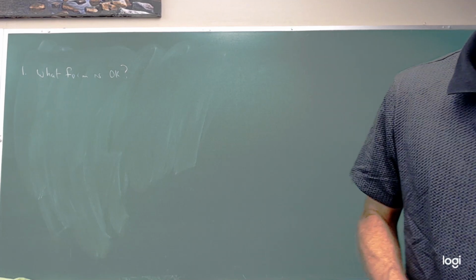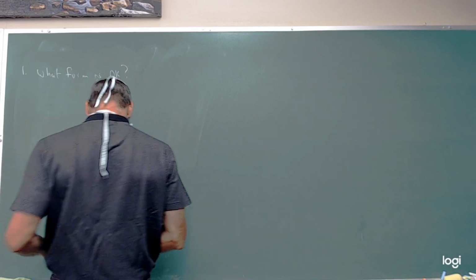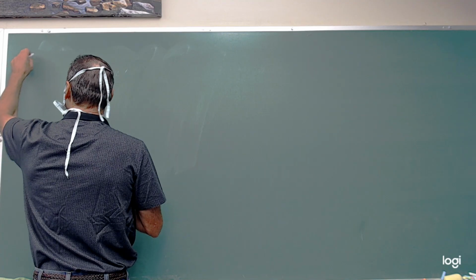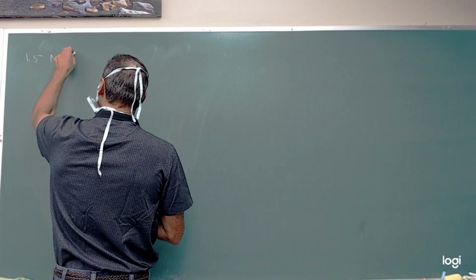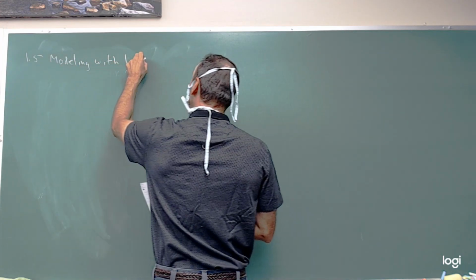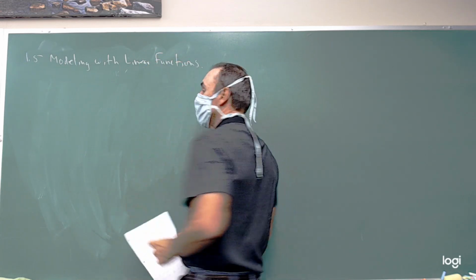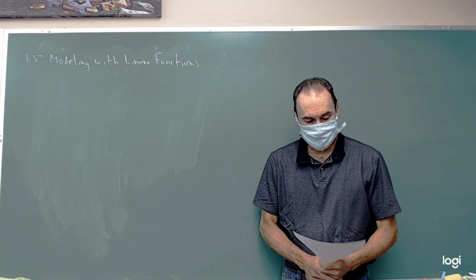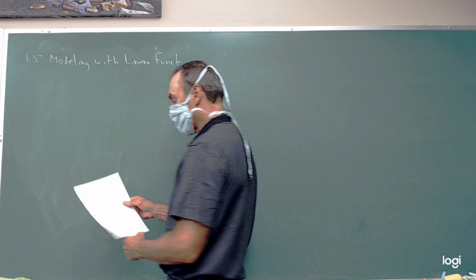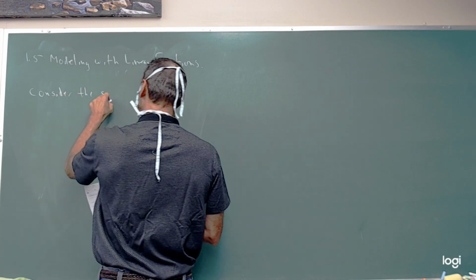Okay, well, we're going to talk today about section 1.5 in our book, modeling with linear functions. Which essentially means that we're going to be trying to do some kind of word problems with it. But first, let's consider the system of equations.